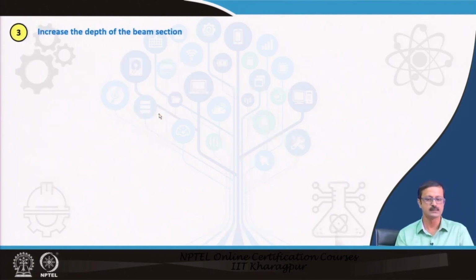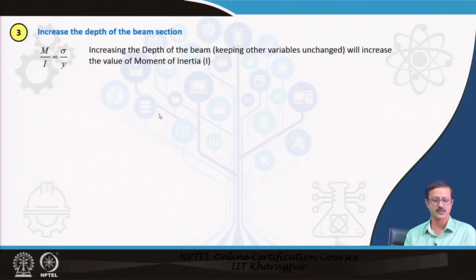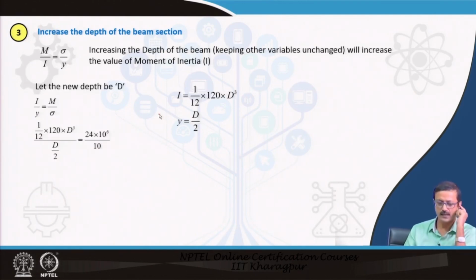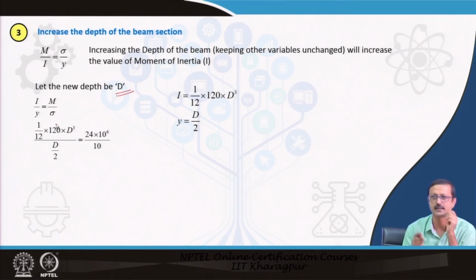Then, increase the depth of the beam. There is another solution: we can increase the depth of the beam. So we will use this equation, and let us suppose the new depth of the beam is d. So I have put all the values: 1 upon 12, 120 into d cube, where 120 remains the same, that is the width of the beam, and d by 2.